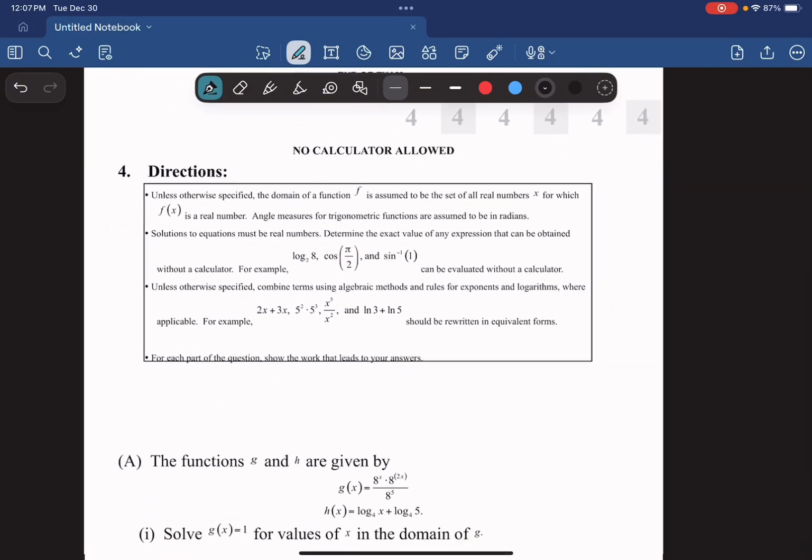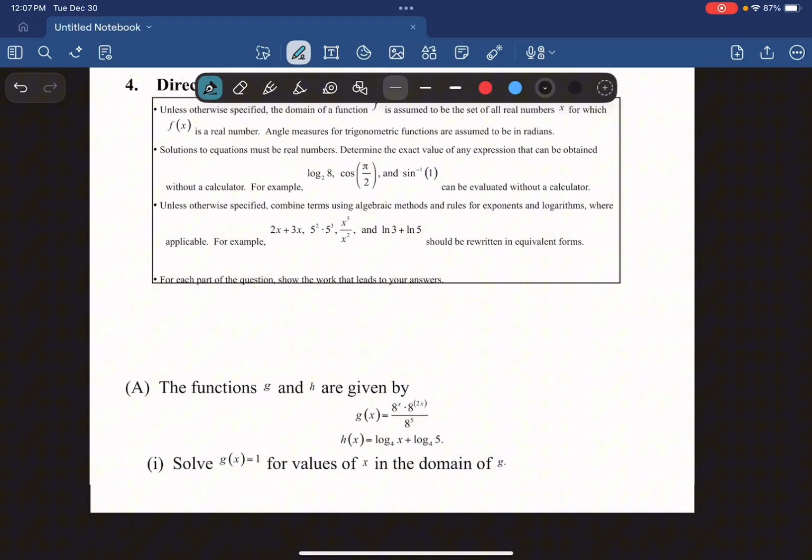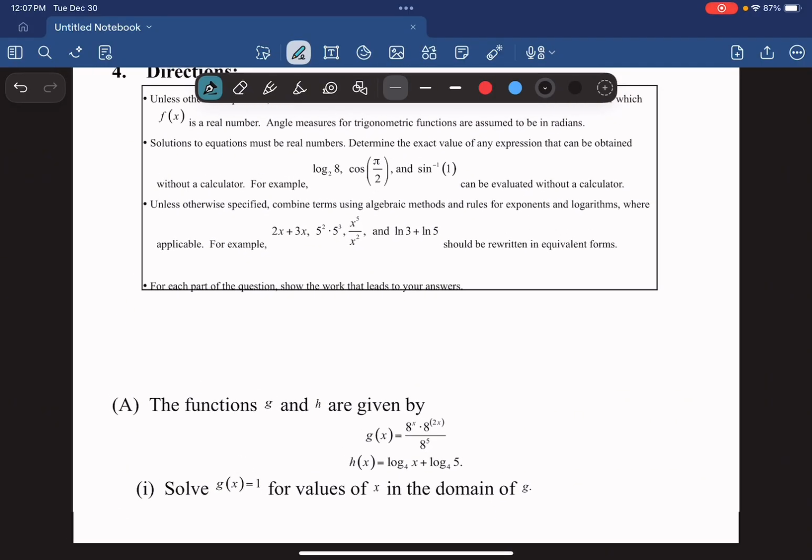Let's see. The functions g and h are given by these two. Number 1 wants us to solve for g of x equals 1, values of x in the domain of g. So we actually did a similar problem before, remember? But this time, it's just different numbers and a different format, I guess. So g of x equals 1, so 1 equals 8 to the x times 8 to the 2x over 8 to the 5, right? And this one's super easy to do.